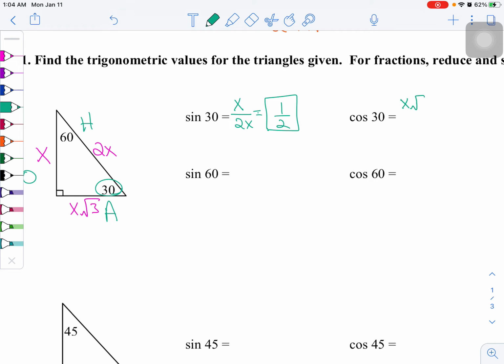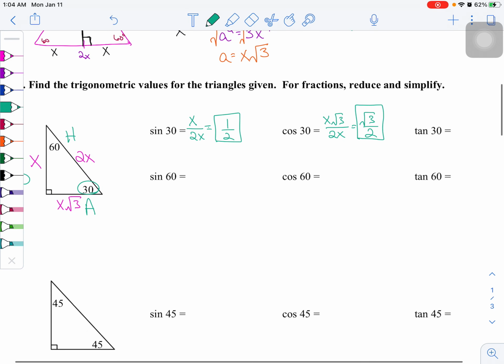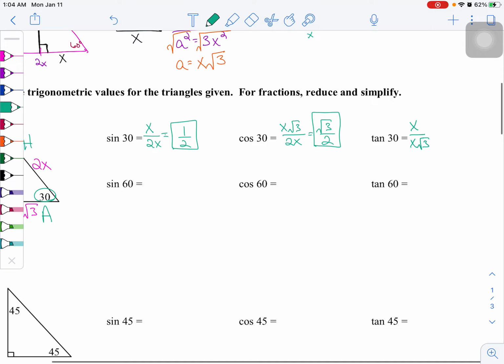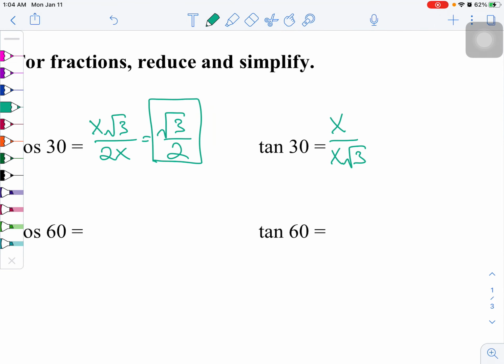If I look at the same idea for cosine, well, cosine is the adjacent side over the hypotenuse. So the x's are going to cancel, and I'm going to be left with root 3 over 2. Well, that's interesting. And last but not least is tangent. So tangent is opposite over adjacent. And this one I'm going to go ahead and slide over so I have a little bit of room here. So the x's are going to cancel, and you're going to have 1 over root 3.